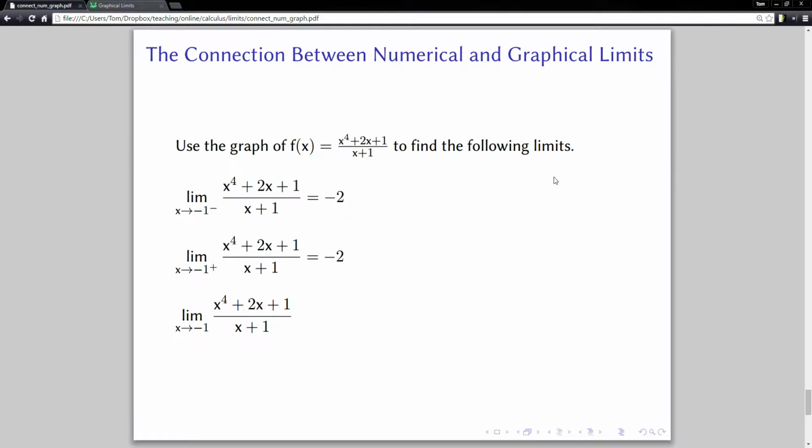Right, so now we know both of the one-sided limits. We know that they're both equal to -2, and so therefore we know that the two-sided limit also has to be -2. And so that's an example of how you would use the graph of a function to analyze limits.